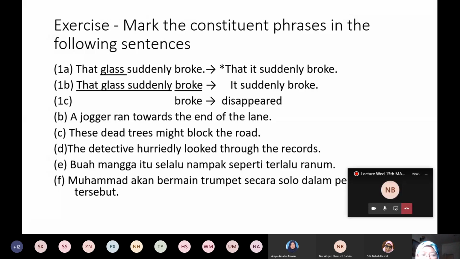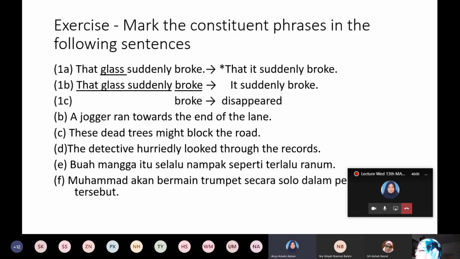Right. Okay, D. Is it Aisyah Amalin? Nur Aisyah Amalin? Are you doing D? I'm doing the C. Oh, sorry, you're doing the C. Yes, okay.